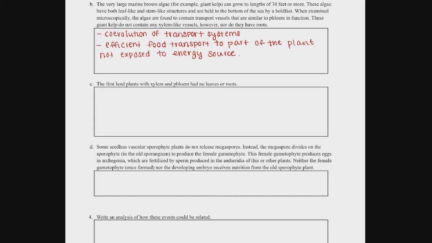Okay, the first land plants with xylem and phloem had no leaves or roots. What this can tell us is that there was a selective advantage to having xylem and phloem alone. And the reason for this is that it allowed the plants to grow taller, and water could just be transported quickly to more distant parts throughout the plant with its xylem.